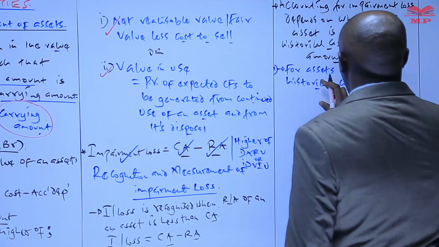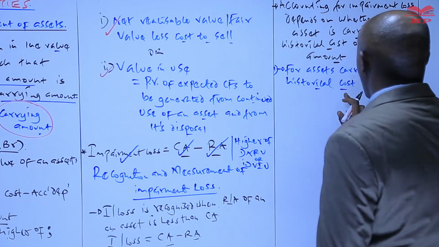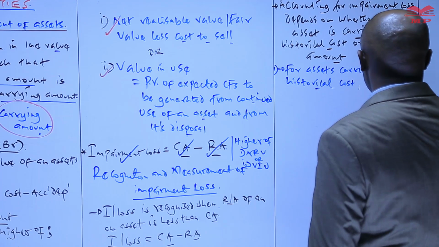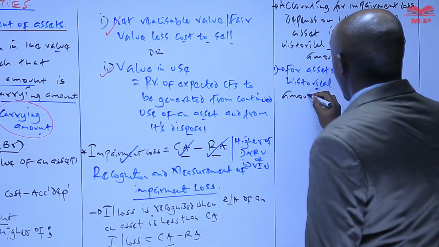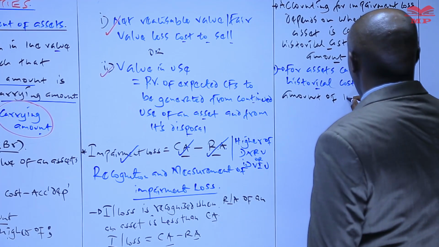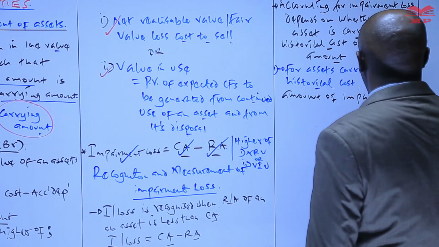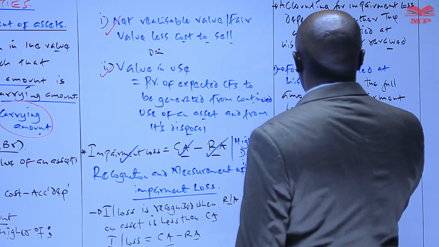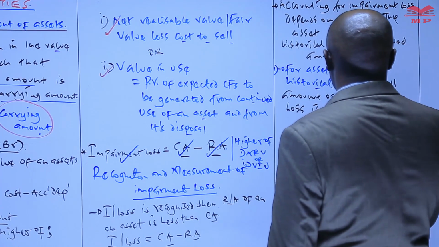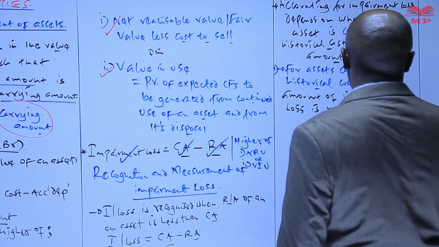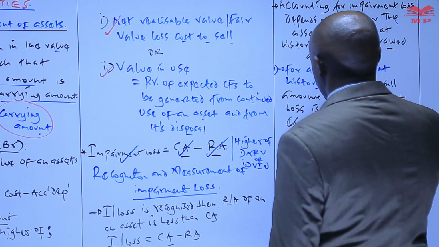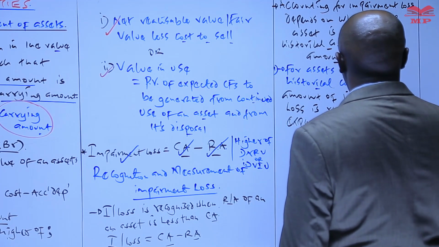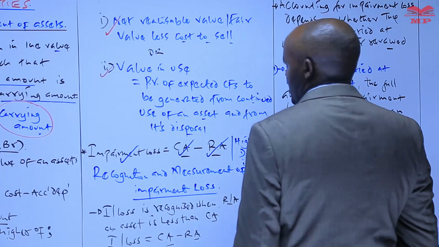So therefore, for the asset carried at historical cost, we can say the full amount of impairment loss is recognized as an expense in the income statement.